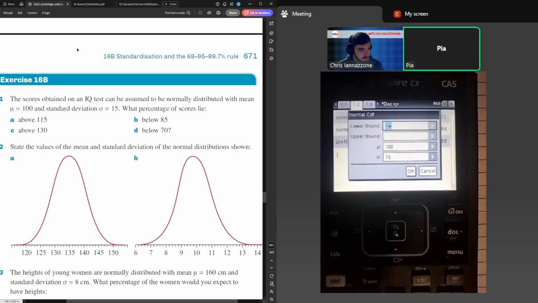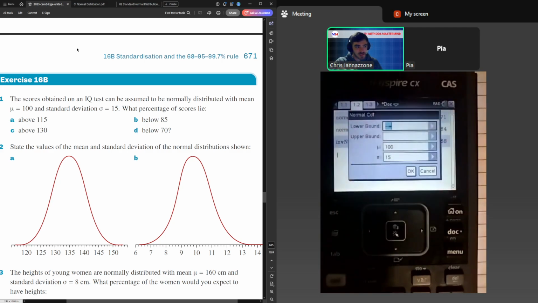Would the upper bound be 130? Why 130? I'm not sure, because it's like the biggest value you're seeing there. Yeah, okay. I will say when it's these sections, A is separate to B is separate to C. They don't have any relation to each other.